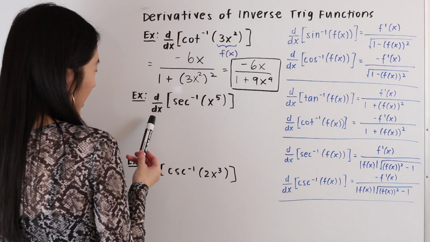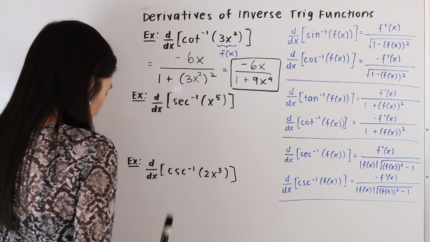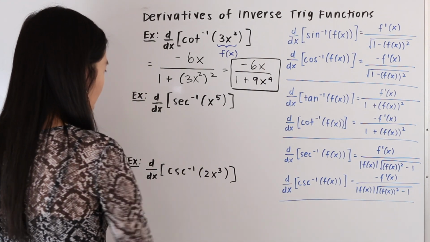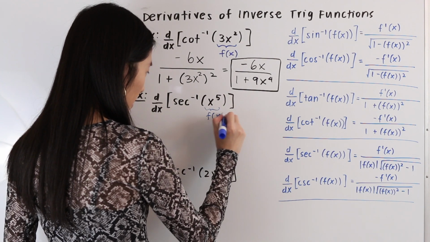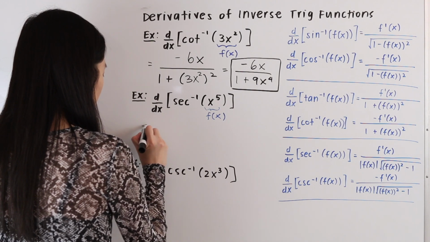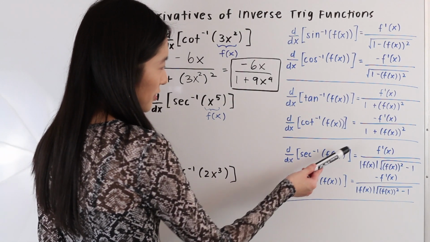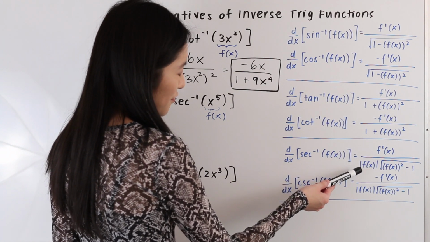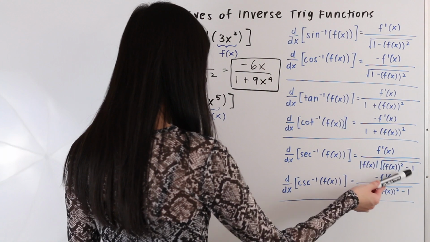In this next example here, we have the derivative with respect to x of inverse secant of x to the 5th. And so let's go ahead and start off by identifying f of x. And so here, f of x is just equal to x to the 5th. And now let's go ahead and find its derivative. So the derivative with respect to x of inverse secant of f of x is equal to f prime of x over the absolute value of f of x times the square root of f of x squared minus 1.